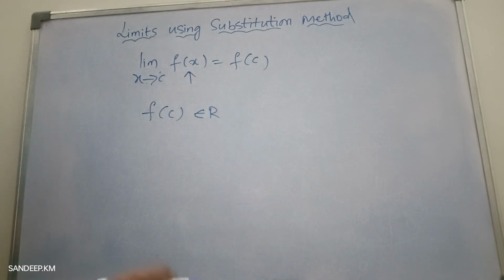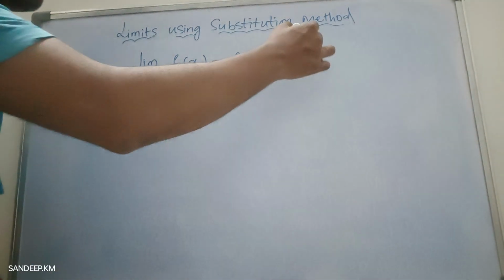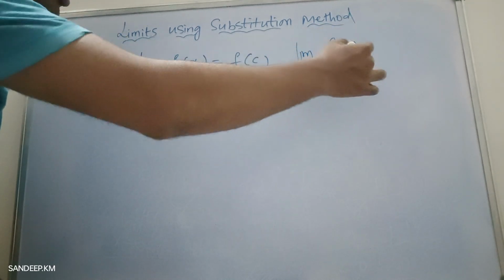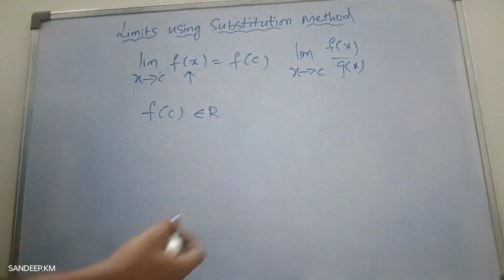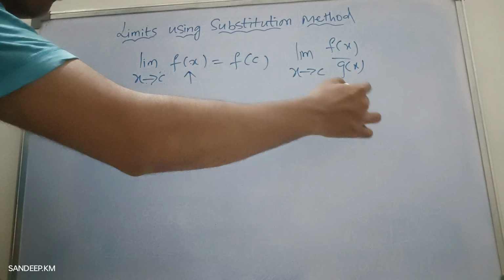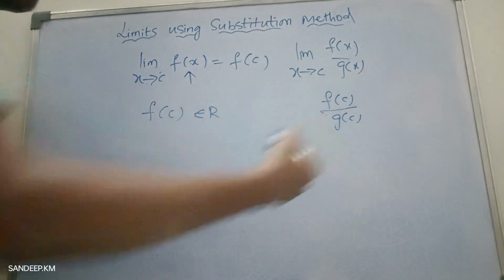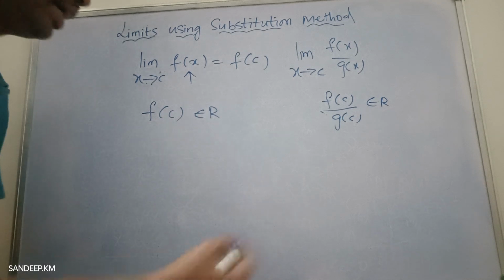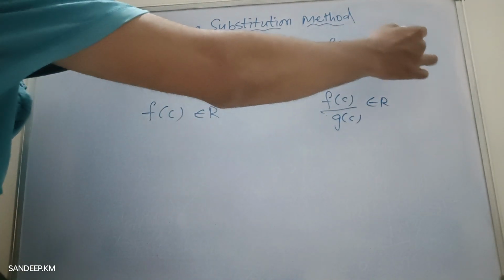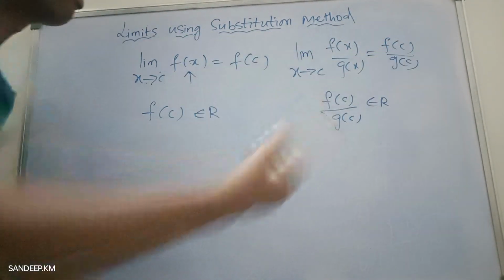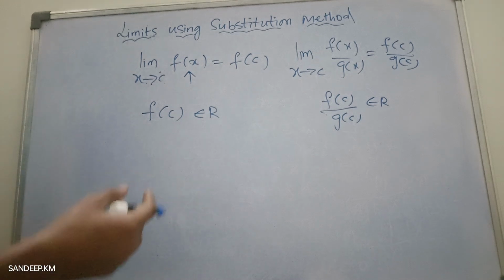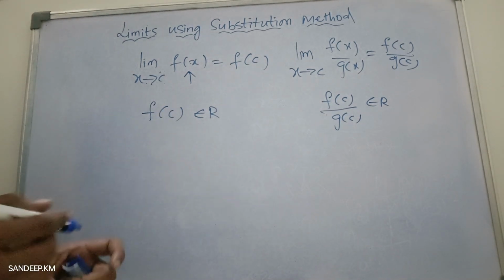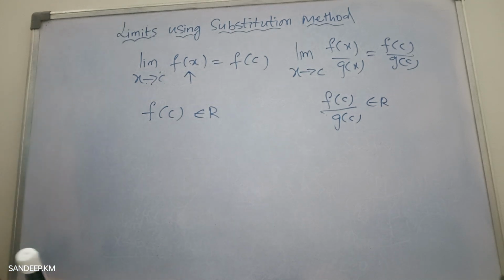Similarly, if you find a function like this, limit x approaches c, f of x by g of x, do one thing. Substitute x as c and find the value of f of c by g of c. If this is finite and a real number, then the answer is f of c by g of c. First let us see an example where the substitution method actually works.